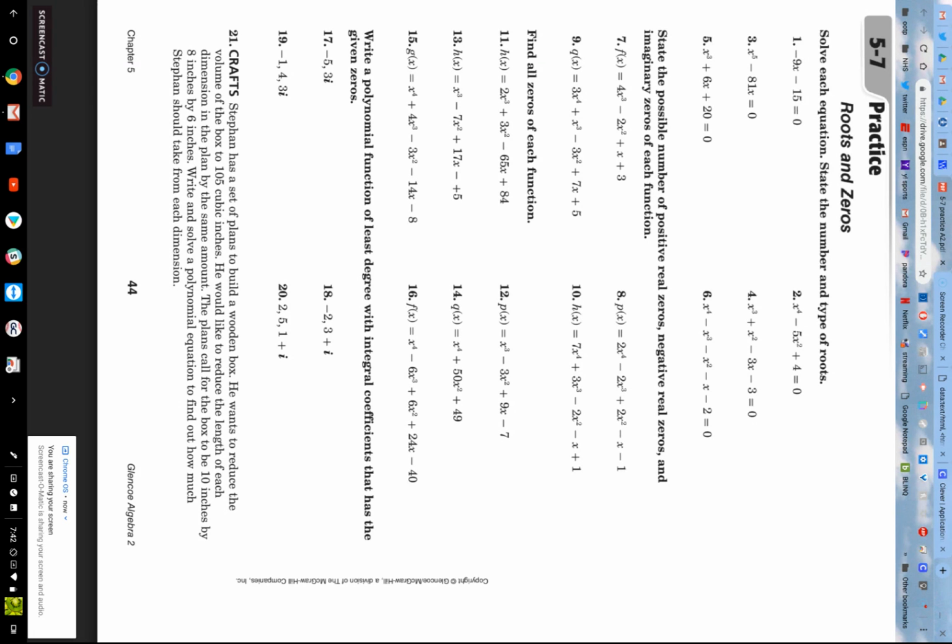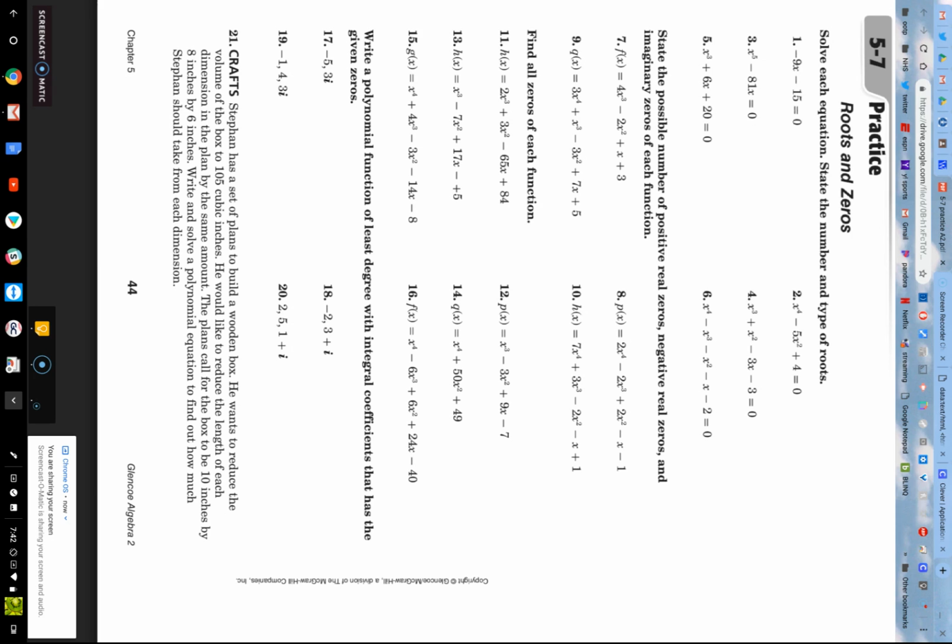He would like to reduce the length of each dimension in the plan by the same amount. The plan calls for the box to be 10 inches by 8 inches by 6 inches. Write and solve a polynomial equation to find out how much Stefan should take from each dimension.